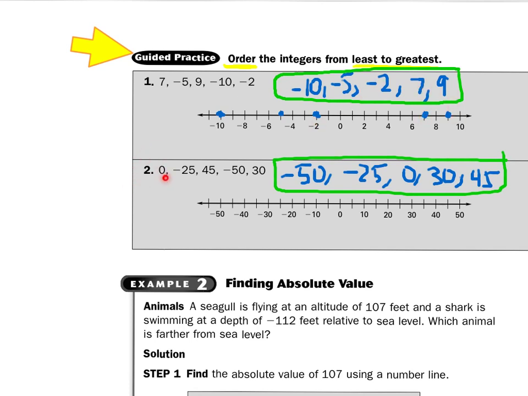Now on example 2, you'll notice I didn't graph it because if you feel comfortable and you feel like you can find the biggest negative number here, -50, that would be the farthest away from 0, and then -25 would be next, and then 0 would be next, +30, and +45. So I'm going to make the number line optional.